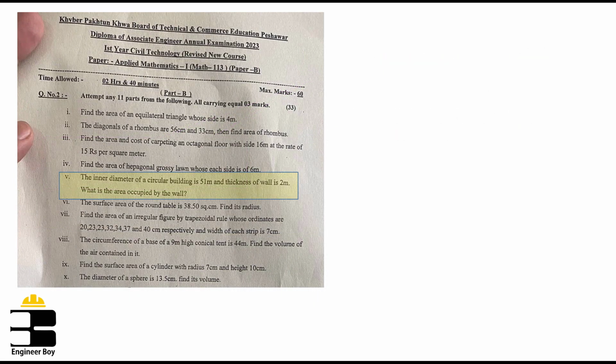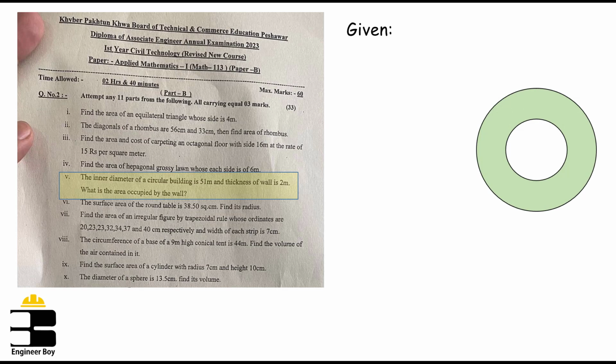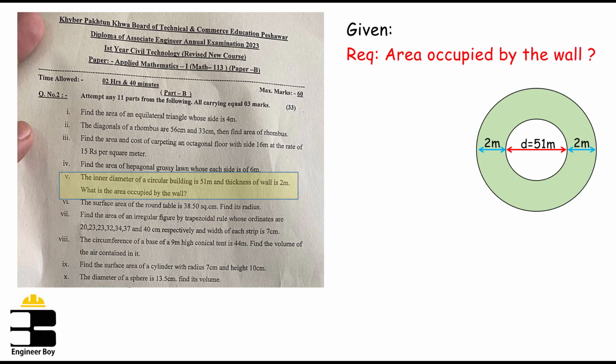As you can see, question number 5 is about the inner diameter of a circular building, that is 51 meter. It is a circular building and the inner diameter is 51 meter. The thickness of the wall is 2 meter. That's so simple. What is the area occupied by the wall? Actually, the area occupied by the wall is this red area. This is the requirement, and this is what we are asked. So let's just solve it.